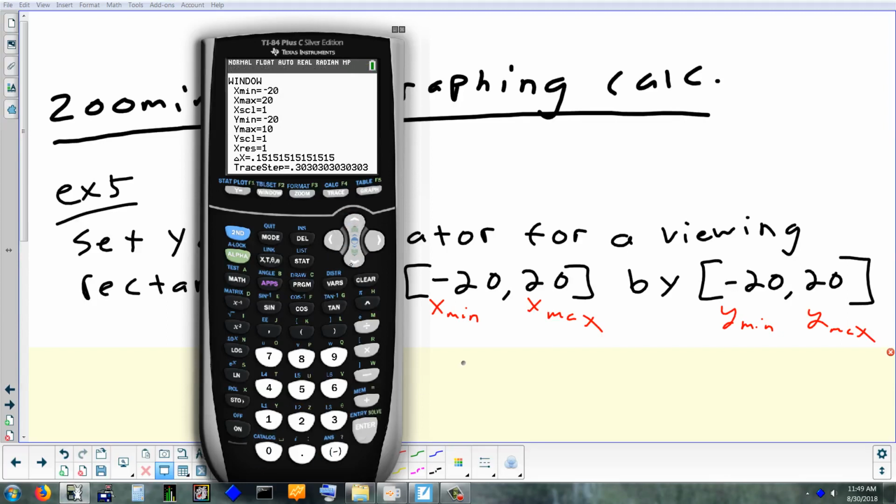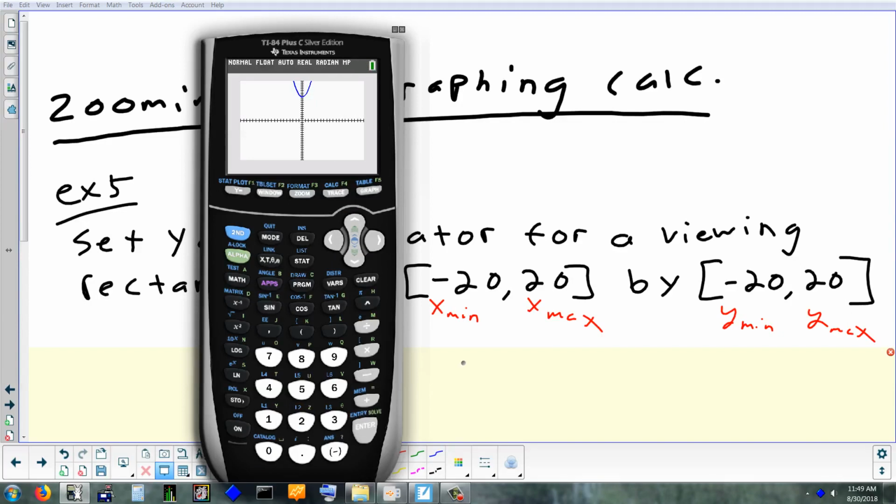-20 and 20. So now if I hit graph, I should definitely see my parabola. There it is. It has a vertex at 0, 12, and it goes up from there.